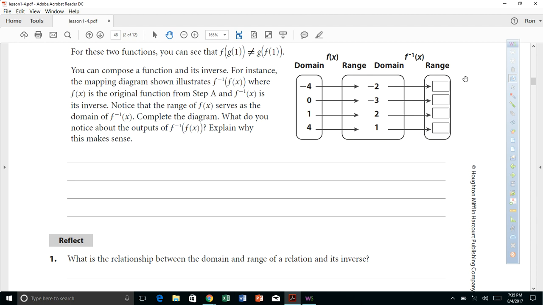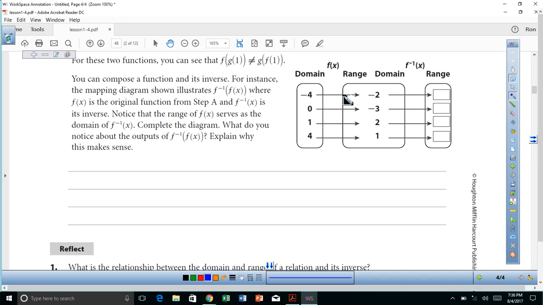You can compose a function and its inverse. For instance, the mapping diagram illustrates f of x, the original function from step A, and the inverse of f of x. Notice that the range of f of x serves as the domain of the inverse of f of x. Complete the diagram. What do you notice about the outputs of the inverse of f of x? Explain why this makes sense.